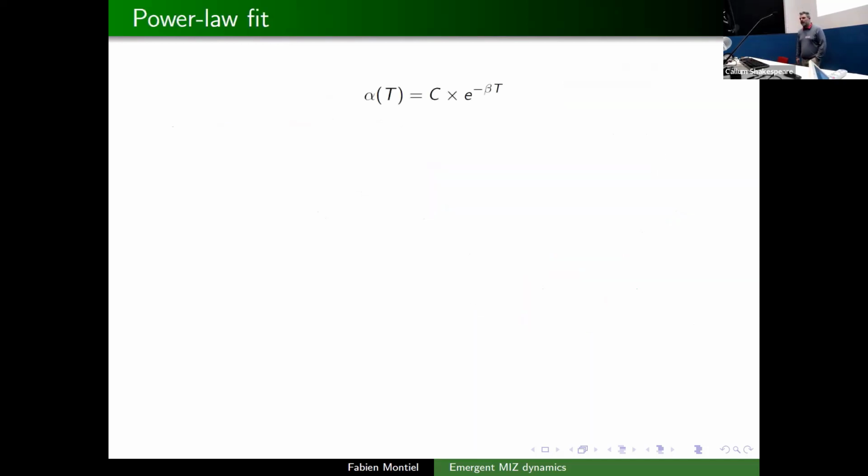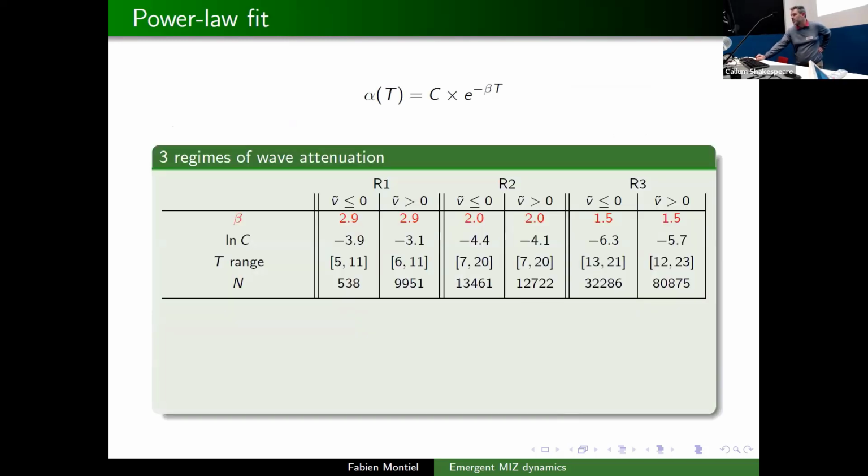Okay, so we can now try to summarize these findings here for the three regimes. Don't worry too much about all these numbers, but what's important is the power beta of the relationship in these three regimes. It is about 3 in regime 1, about 2 in regime 2, and less than 2 in regime 3.